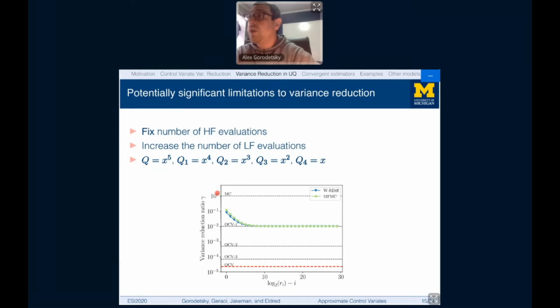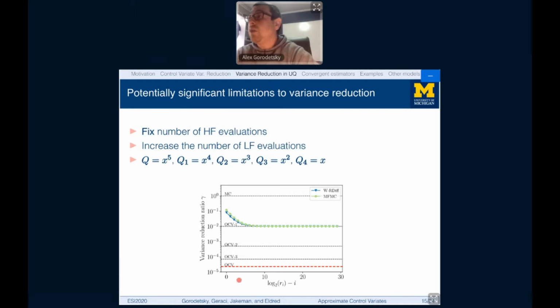The way to interpret the variance reduction plot is the following. The Monte Carlo line is a variance reduction ratio of 1 because we're comparing to Monte Carlo. Then we have a couple of black lines. These are optimal control variate with 1 model, 2 models, 3 models, and all models. And when we talk about optimal control variate, we're saying that we know the statistics, we know the mu.